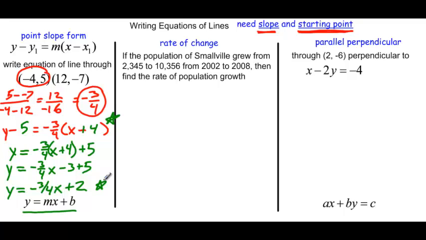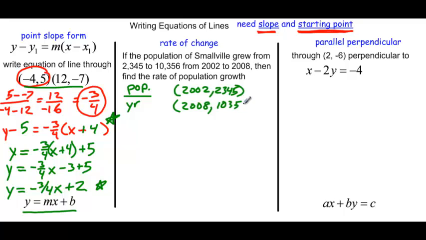Now, rate of change, that's the slope part. So let's kind of see it as a word problem. The population of Smallville grew from 2,000 and change to 10,000 and change from 2002 to 2008, what do you do? So what I like to do is start with a label. So I'm going to do population, or the number of people over the year. Okay. So I'm going to start with write out ordered pairs, just like we did over here. So the first ordered pair is in 2002, there was 2,345 people. And in 2008, there was 10,356. Okay, so just now I've translated it to a problem just like this.